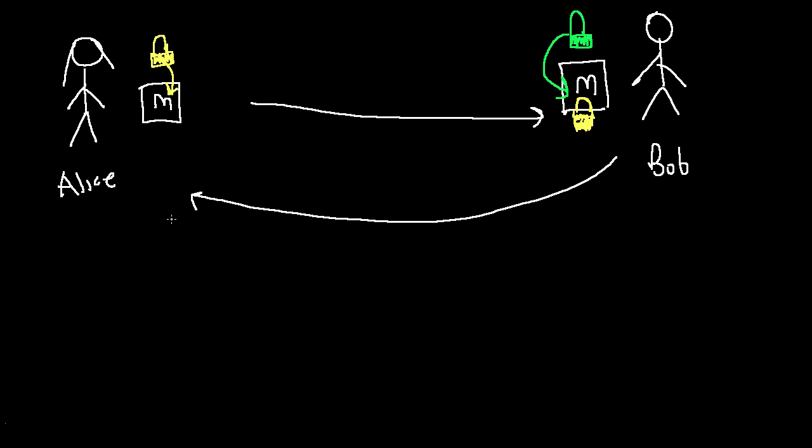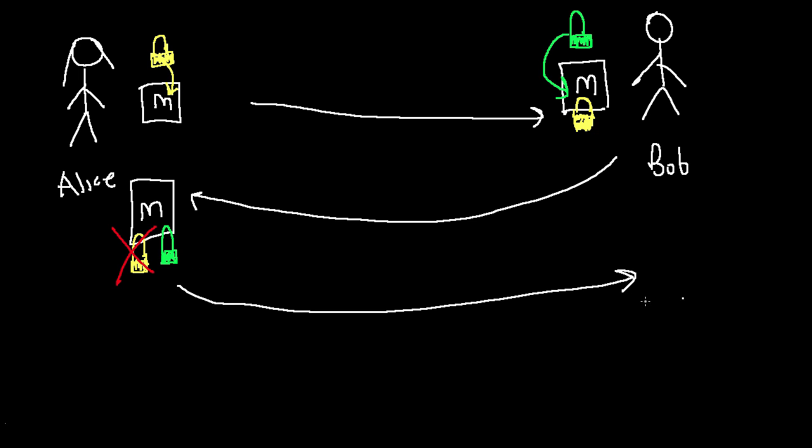Now Alice is going to have the message, and this message is going to have Alice's original lock and the new lock that Bob placed. So she has no idea how to open up the Bob lock. She only knows how to open up her own lock. So what she's going to do is cross off her lock, and now it's only going to contain Bob's lock, and she's going to send it all the way back.